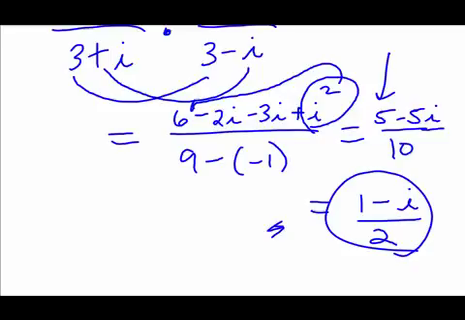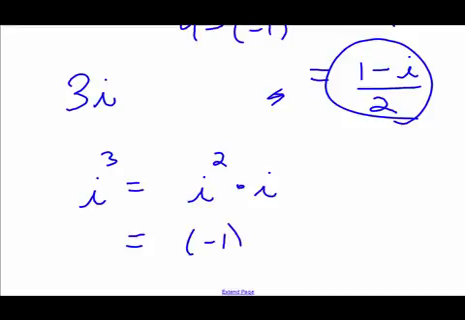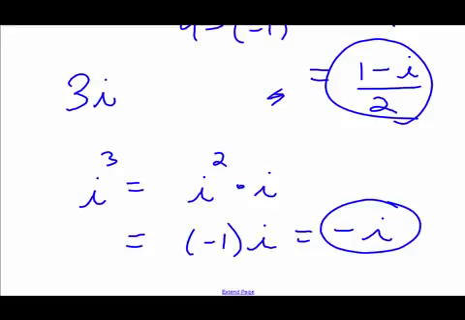What's i cubed? Good question. Well, think of that as being i squared times i, right? And i squared is the same thing as what? Negative 1. Negative 1, and negative 1 times i is simply negative i. So i cubed is the same as negative i.